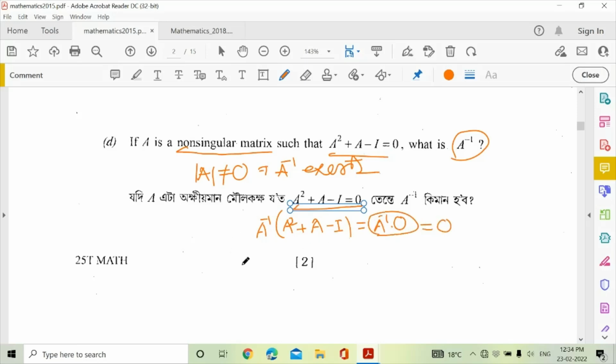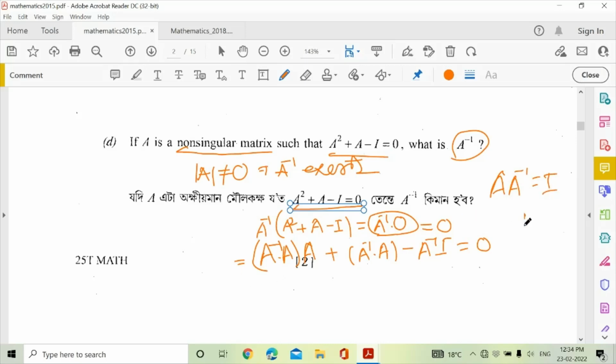Correct? So now multiplying this, how many A's are there? Two A's are there. So A inverse into A plus A inverse into A, multiplying all the terms by A inverse. Two A's are there, so one A should be multiplied with A inverse and the other will remain the same, minus A inverse into I equal to 0. It is known to you A into A inverse equal to the identity matrix.